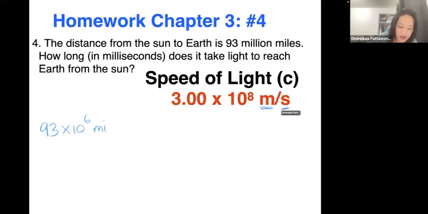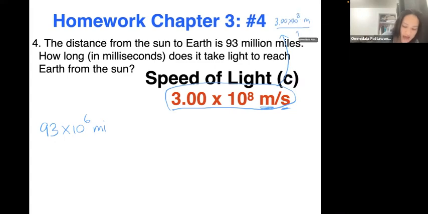Okay, so this is not mile. Okay, so mile is the mi. So remember, every time that you see the number with the 2 units, you will need to write this in the fractional form. So therefore, in this case, you need to rewrite this as 3.00 times 10 to the 8, right, meter over 1 second.